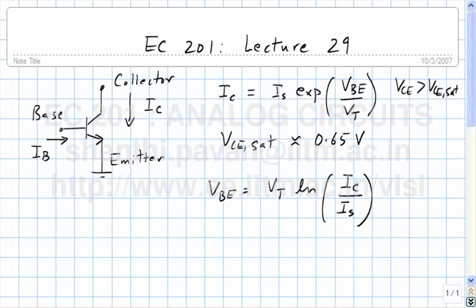Now nobody is going to shoot you if you use 0.7 volts instead of 0.65 volts, or 0.6 volts instead of 0.65 volts. This is just a nominal value that one can use, and one won't be making too great a mistake if one blindly closed his eyes and said, if the collector current is flowing, that means the base emitter voltage is approximately 0.65 volts.